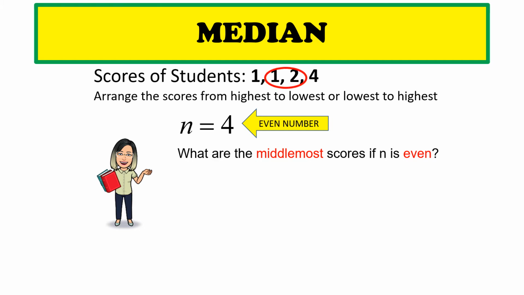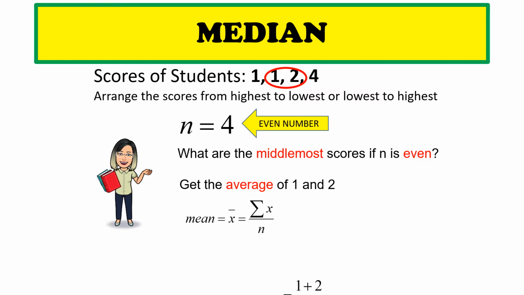So we have 1 and 2. Get the average of 1 and 2. In getting the average, we need to use the formula in finding the mean. That is summation of x over n, and that is 1 plus 2 divided by 2. 1 plus 2 divided by 2 is 3 over 2, which is equal to 1 and 5/10.